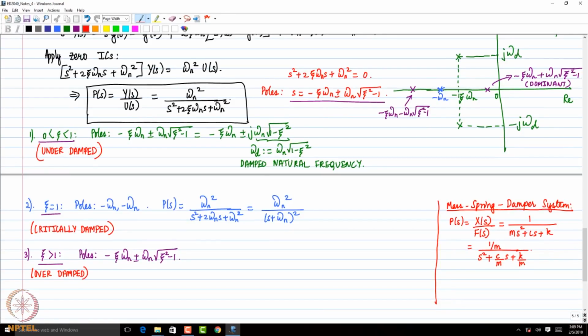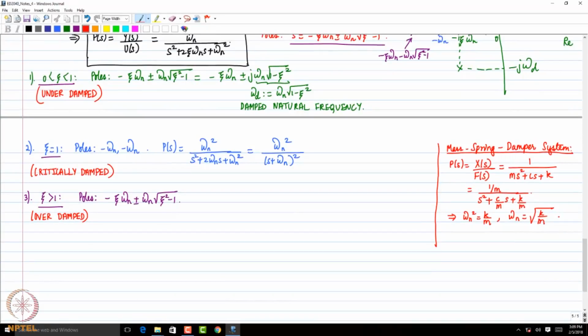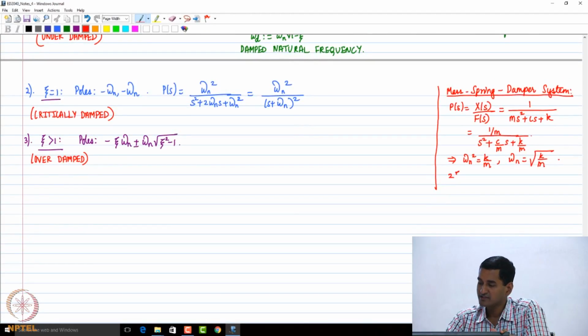If you compare, this implies that omega n squared is equal to k by m. That means omega n is equal to square root of k by m. This is a well-known formula for this 1 degree of freedom mass spring damper system: the natural frequency. And 2 zeta omega n is equal to c by m. This implies that zeta, the damping ratio, is c divided by 2m omega n, so zeta is equal to c divided by 2 square root of mk.